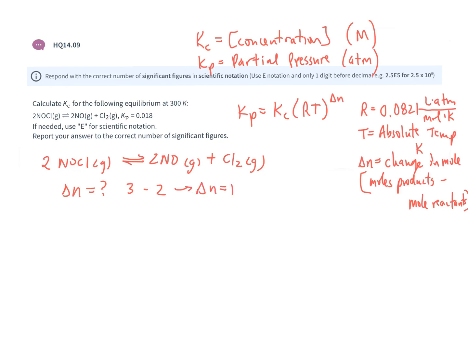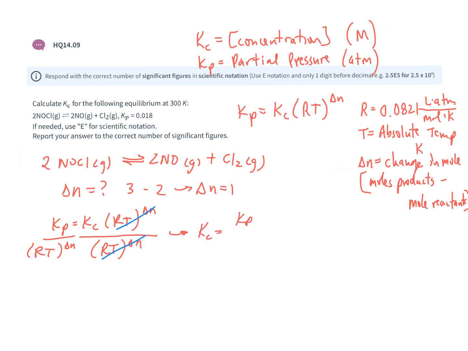Now I can find the equilibrium constant based on concentration for this reaction. I've got Kp equals Kc (RT)^Δn. I want to get Kc by itself because that's what I'm looking for. So I'm going to divide both sides by (RT)^Δn. And so that cancels out here, and I'm left with Kc equals Kp all over (RT)^Δn.